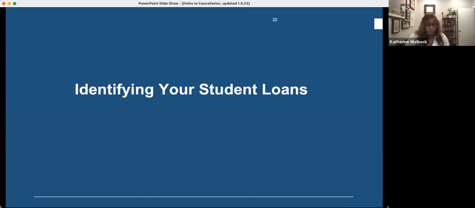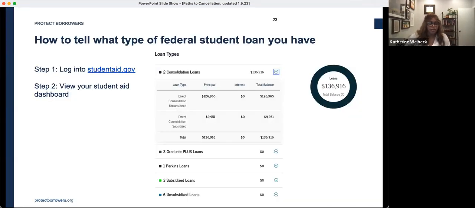Okay, so let's quickly go through how you figure out which type of loans you have. This can be a bit confusing and many people don't necessarily know. To see all of your federal loans, you should log into your online account with studentaid.gov, and that's the website here. And you'll have a dashboard once you enter the site that lists your loans. Any that say direct are direct loans. Any that don't say direct will have to be consolidated.